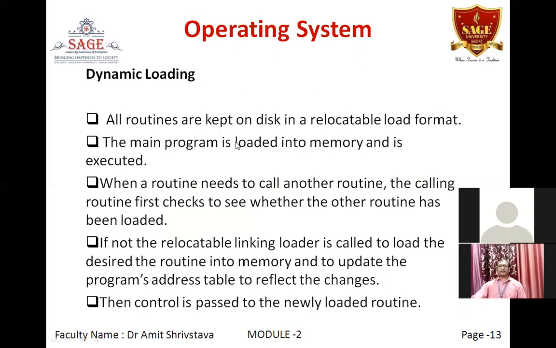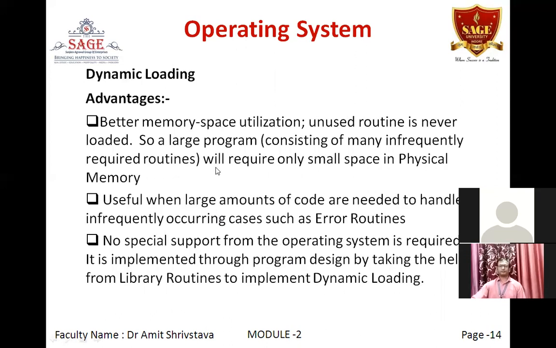Now next is dynamic loading. All routines are kept on the disk in a relocatable load format. The main program is loaded into the memory and is executed. When a routine needs to call another routine, the calling routine first checks whether the other routine has been loaded. If not, the relocatable linking loader is called to load the desired routine into the memory and update the program's address table to reflect the changes. Then control is passed to the newly loaded routine.